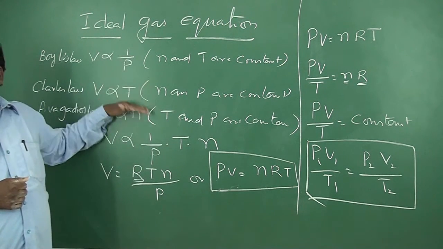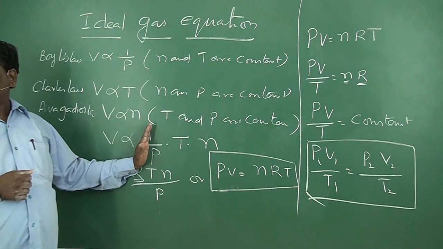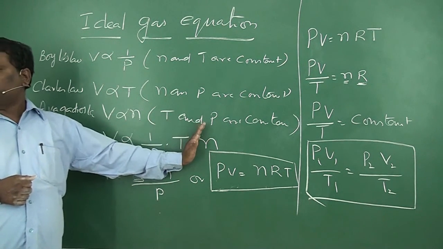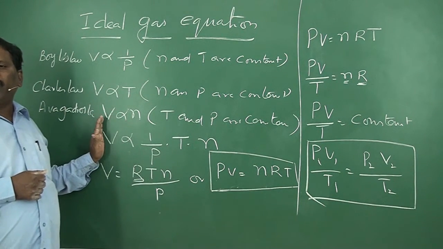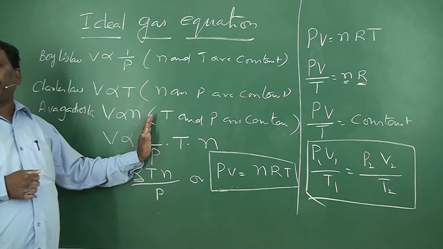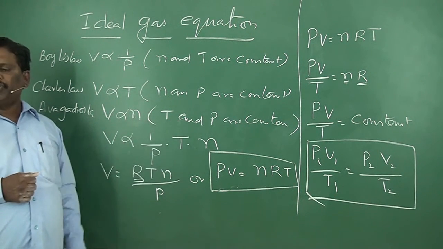So, on combining all these three laws, V is directly proportional to 1 by P into capital T into small n, where V is the volume of the gas, capital T is the absolute temperature, n is the number of moles, and P is the pressure.